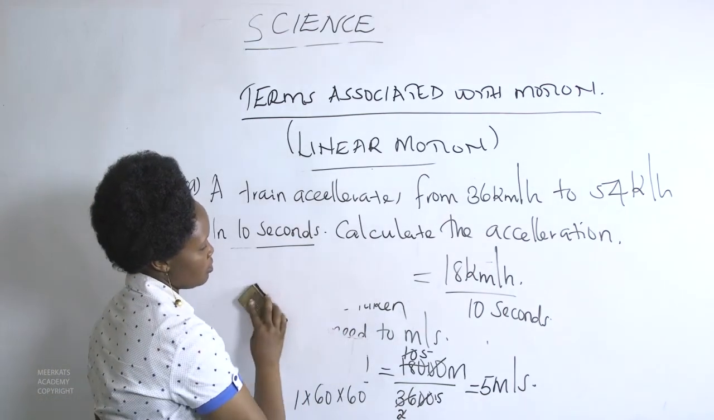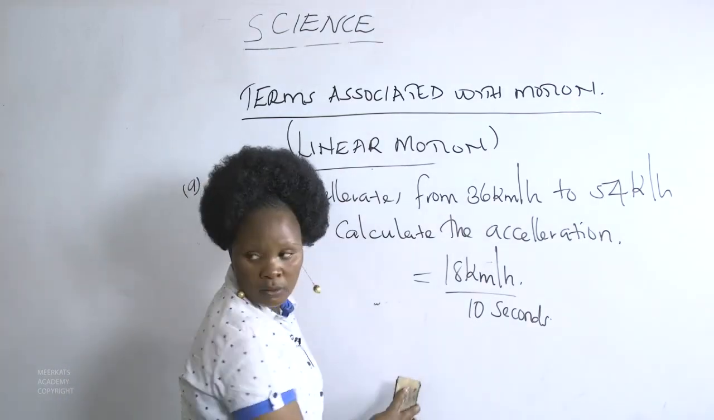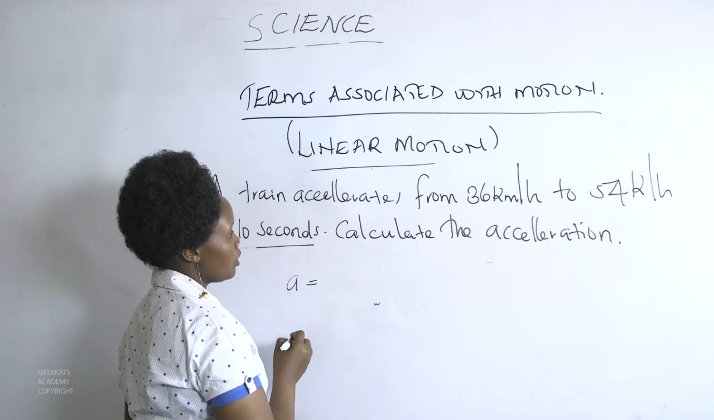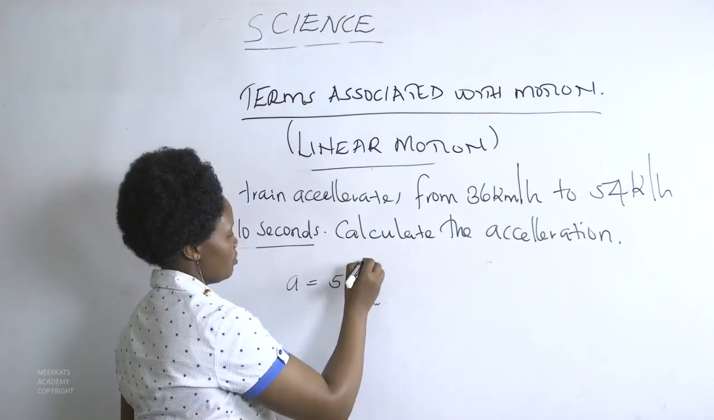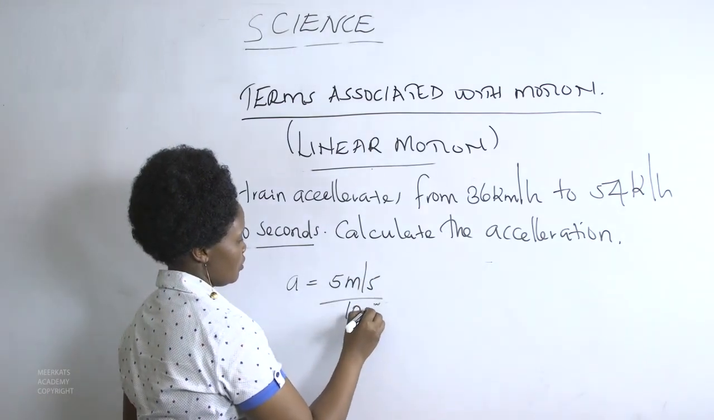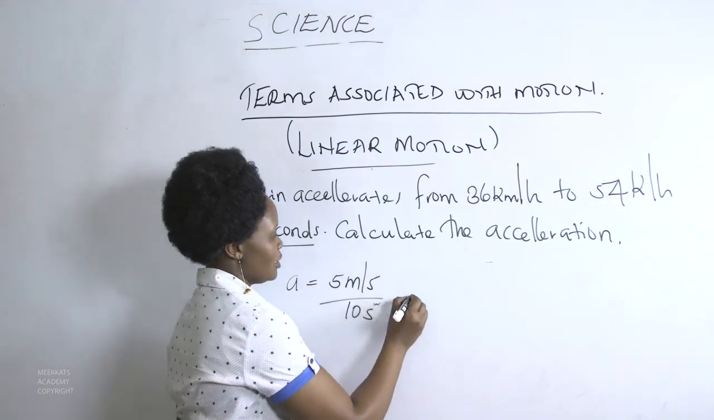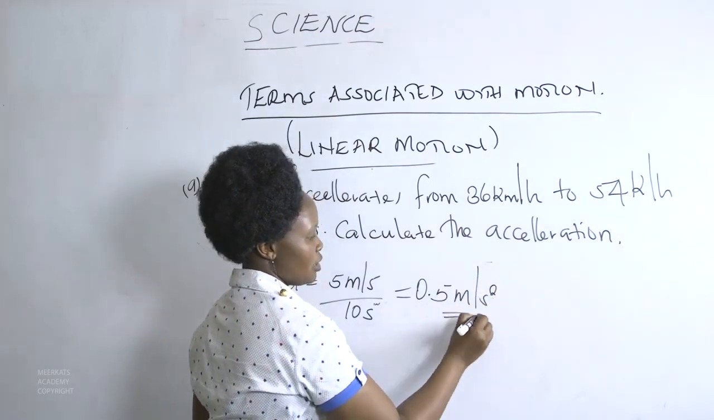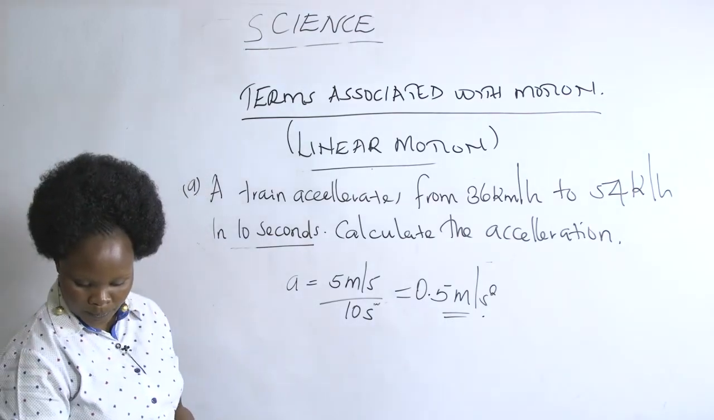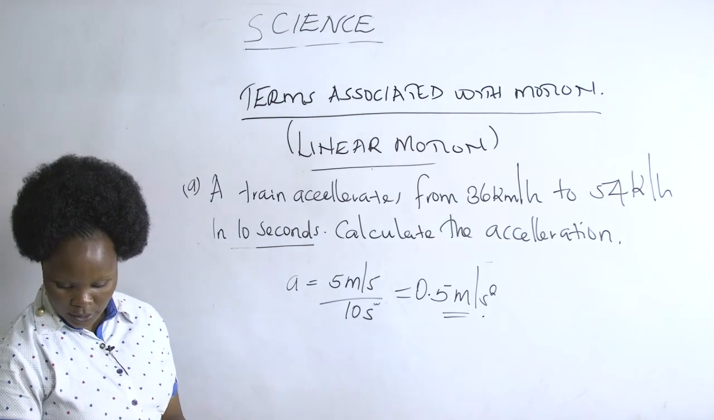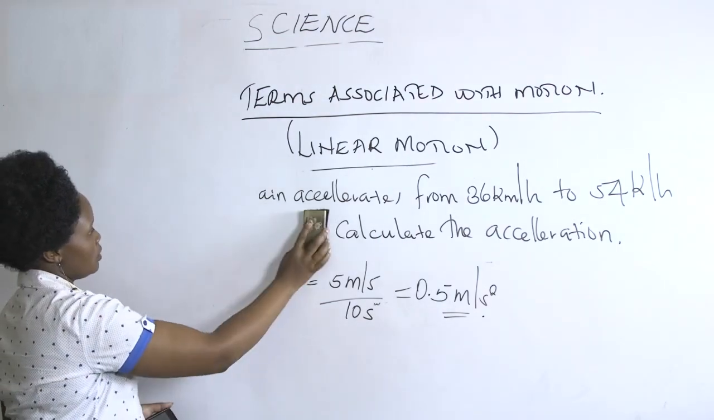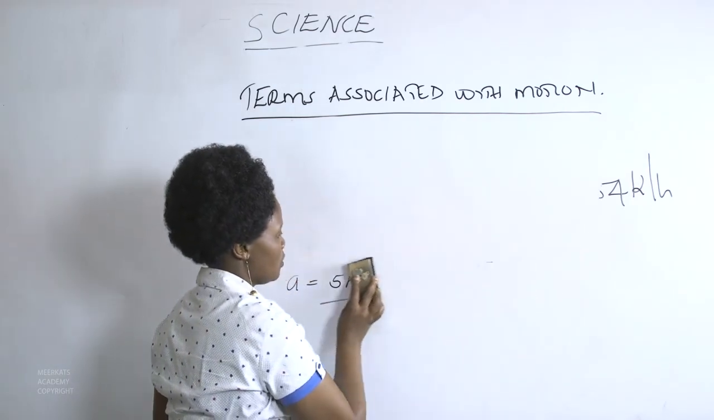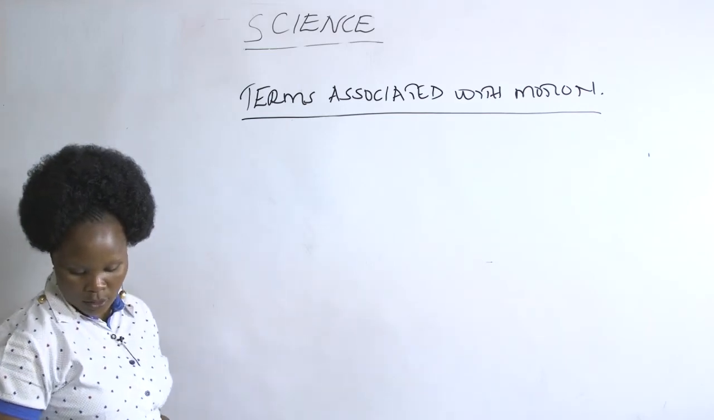With the speed having been changed to meters per second, we now go to acceleration, which will be given by 5 meters per second divided by 10 seconds, and it's going to give you 0.5 meters per second squared. We look at yet another question.